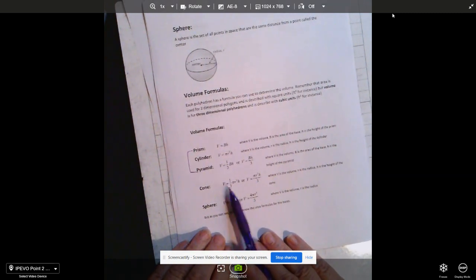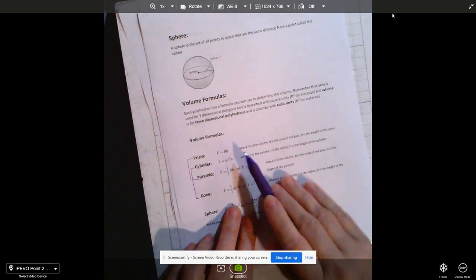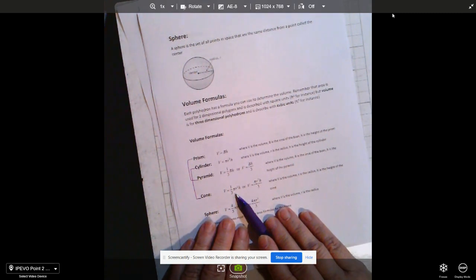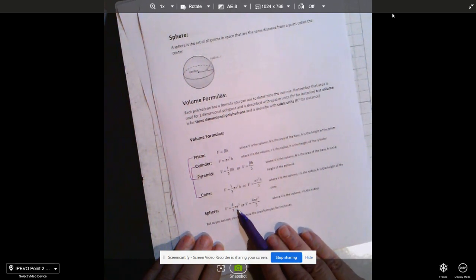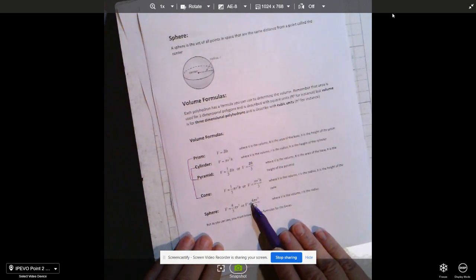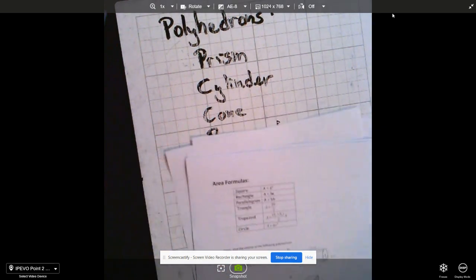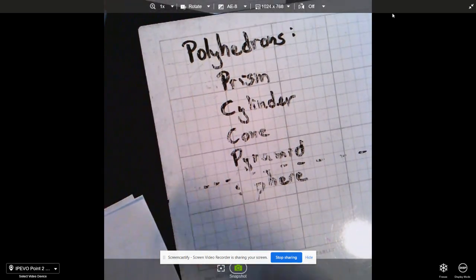A cone is very similar to a cylinder. It's the same exact formula, but it's 1/3 of that, because again, a cone comes to a point where a cylinder does not. And then a sphere is 4/3 pi r cubed, or you can write it as 4 pi r cubed divided by 3, whichever is easier for you. So let's take a look at a couple of examples of these, and let's do them out.